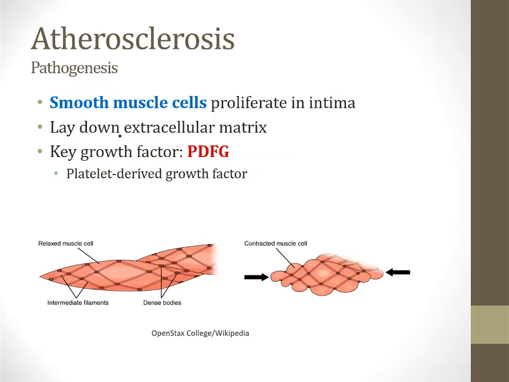And the final piece in the pathogenesis of atherosclerosis that you should know about is smooth muscle cell proliferation into the intima. Normally, smooth muscle cells are found in the medial layer of arteries, but in atherosclerosis, they grow and proliferate into the intima. When they do this, they begin to lay down extracellular matrix, which is a component of the plaques that form in arteries.